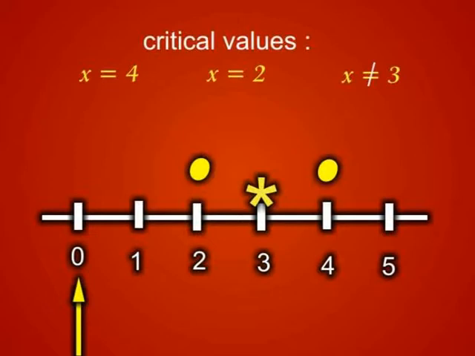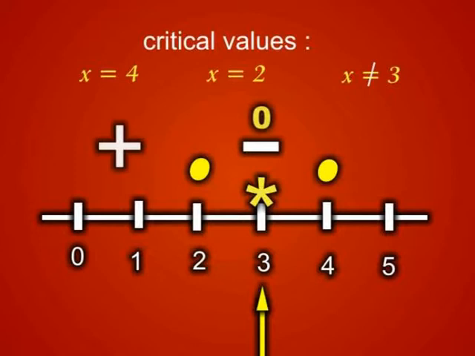If I put 0 in, we'll have 0 minus 4, which is negative 4, times by 0 minus 2, which is negative 2. A negative times a negative is a positive. That means that on the left hand side of 2, our number line is positive. That means that between our next two critical values, i.e. 2 and 4, it's going to be negative, except it cannot equal 3. Keep that in mind. Our equation cannot equal 3, so we're going to put an open circle on the 3.